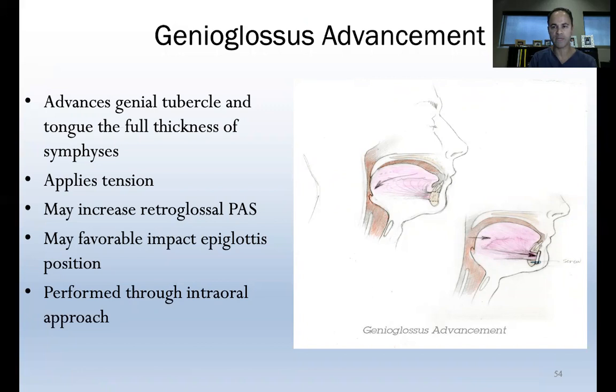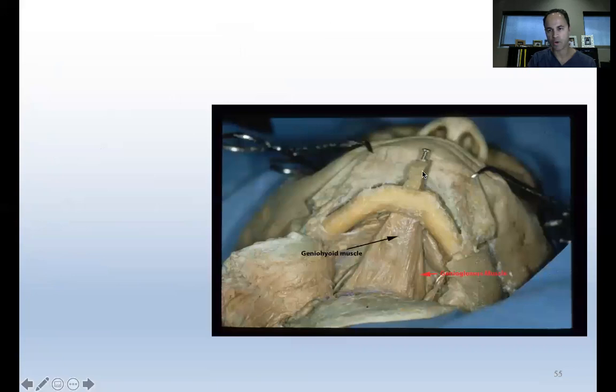There are other operations that can be performed, such as a genioglossal advancement, whereby instead of removing the most distal portion and advancing the genioglossus muscle... now we're advancing the genioglossus muscle. And this can be performed in order to improve sleep apnea, but it also can improve aesthetics. Essentially, we're making a bicortical osteotomy of the mandible. We're advancing the geniohyoid muscle and the genioglossus muscle.